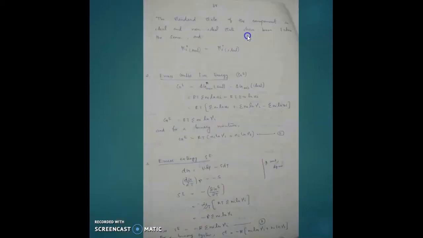So the standard state of the components in ideal and non-ideal state have been taken as the same, as I told you. Mu I0 real is taken as mu I0 ideal, so that we could simplify that equation into the excess chemical potential: mu I^E is equal to RT ln gamma I.